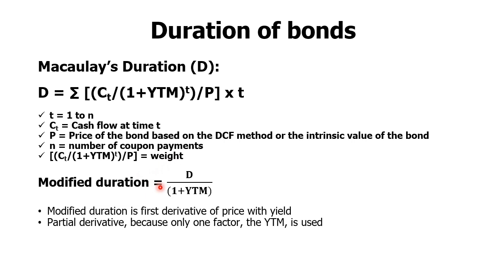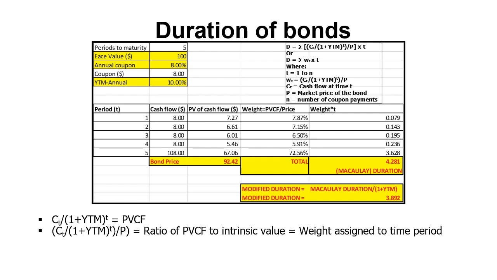Modified duration is simply D, which is the Macaulay's duration, divided by 1 plus YTM. Modified duration is the first derivative of the price with yield. It is a partial derivative because numerous factors impact the duration or the price of the bond, but only one factor, the YTM, is used to calculate the derivative. Let's take an example to understand the calculations for modified duration and Macaulay's duration.